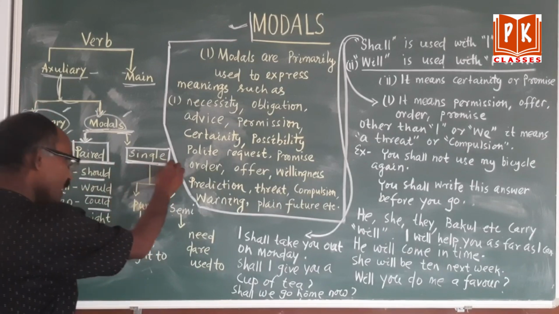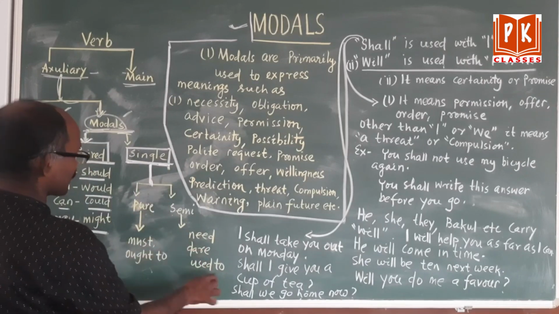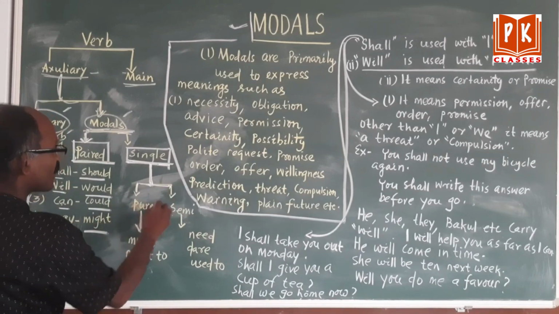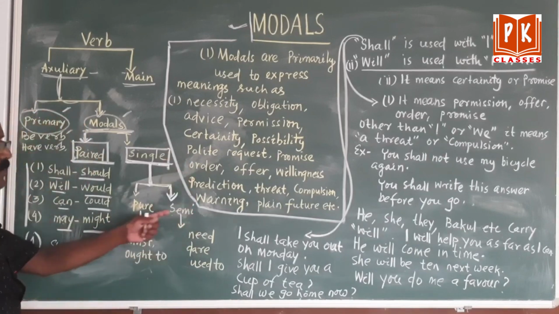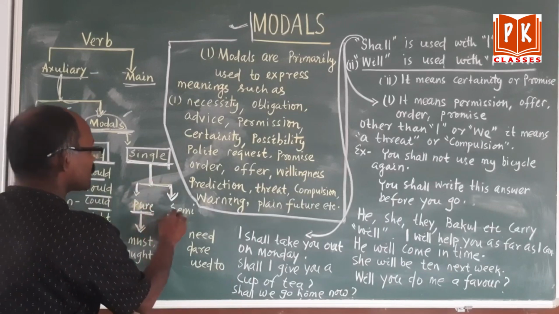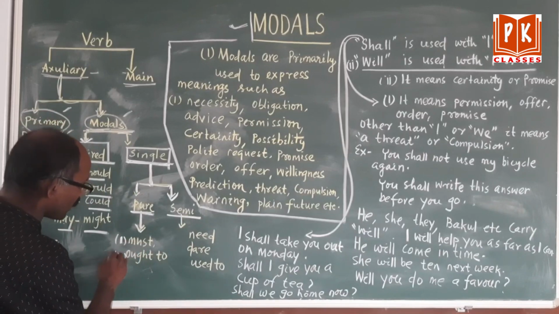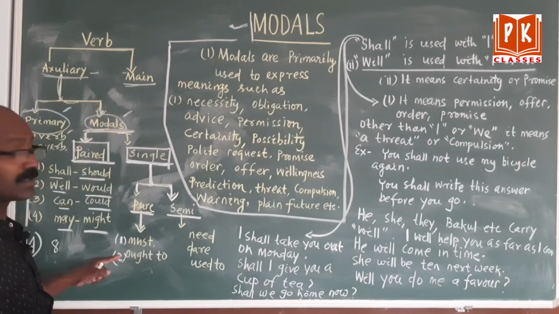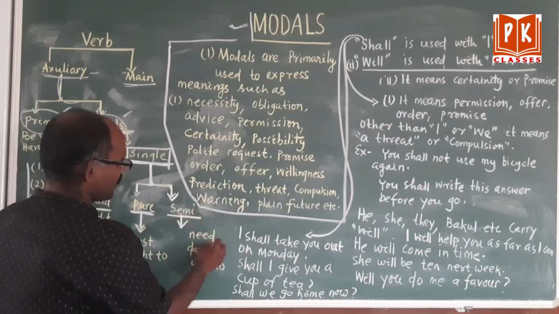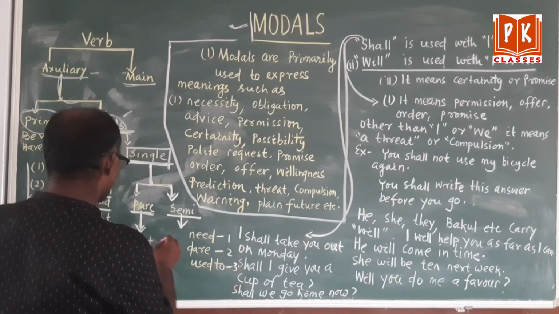Single modal is also divided into two parts. All are single, but it is divided into two parts. Number one is pure modal, number two is semi-modal. Please remember, in the pure, only two are there: must and ought to. These are the pure single modals. In semi, please remember: need, dare, used to.